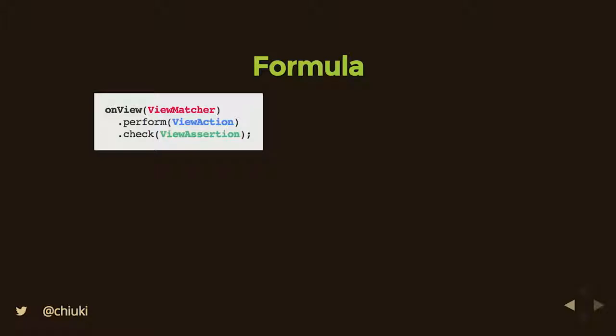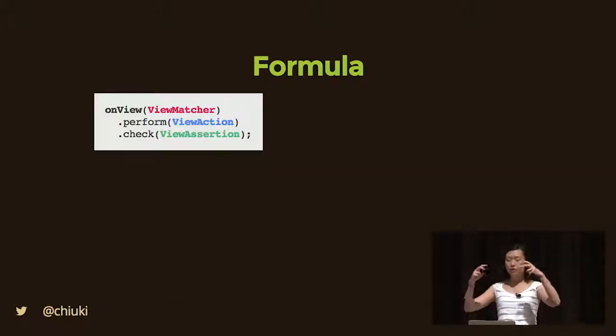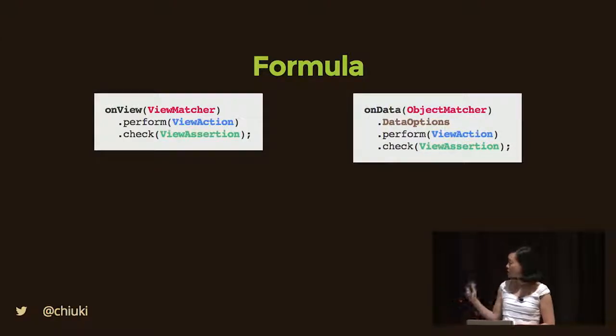So for those of you who have not written it before, you may be wondering, why do you need a different thing? The problem is the way ListView is done is that the views come in and out as you scroll, because it's using the same views, but just swapping in new data to display. So you cannot just say, oh, I'm going to look for the view with ID list item. That is not going to work. So the formula for using onData is similar to onView if you compare it side by side, except you have some extra things like dataOptions. We're going to go through an example, and it's much easier to understand. So one big thing is instead of a view matcher, you have an object matcher.